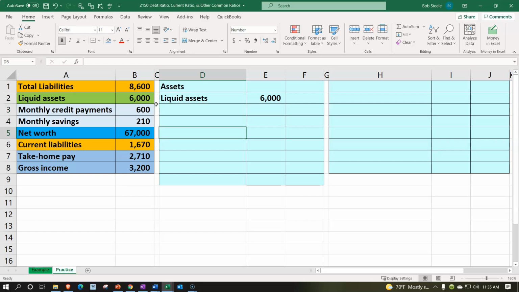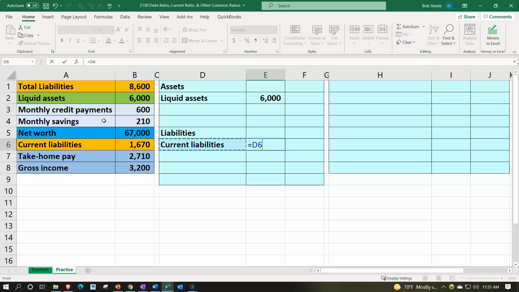So I'm going to skip a couple of lines and go down to liabilities. I'm on line D5, liabilities, and this is going to be the current liabilities they give us here. So I'm going to say this equals current liabilities, those are the ones that are due within a year, and that equals the 1,670, which I'm going to pull into the inside.